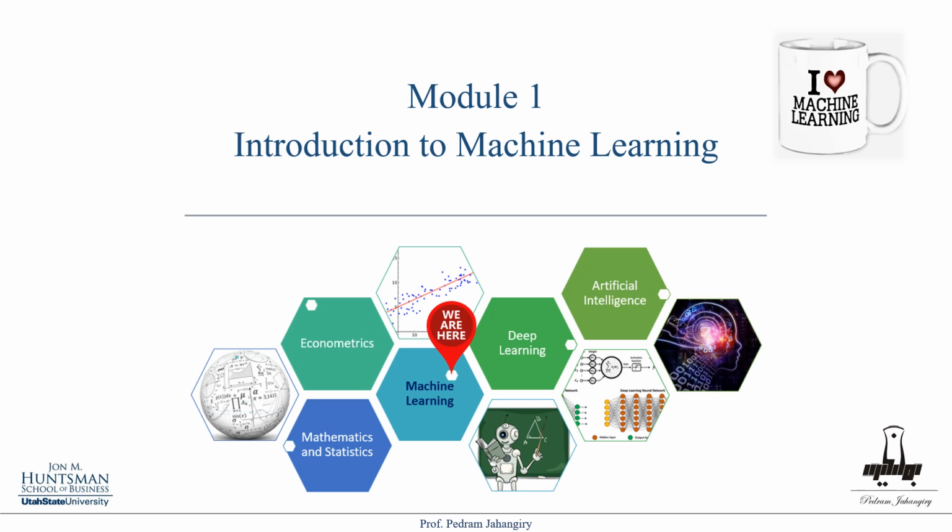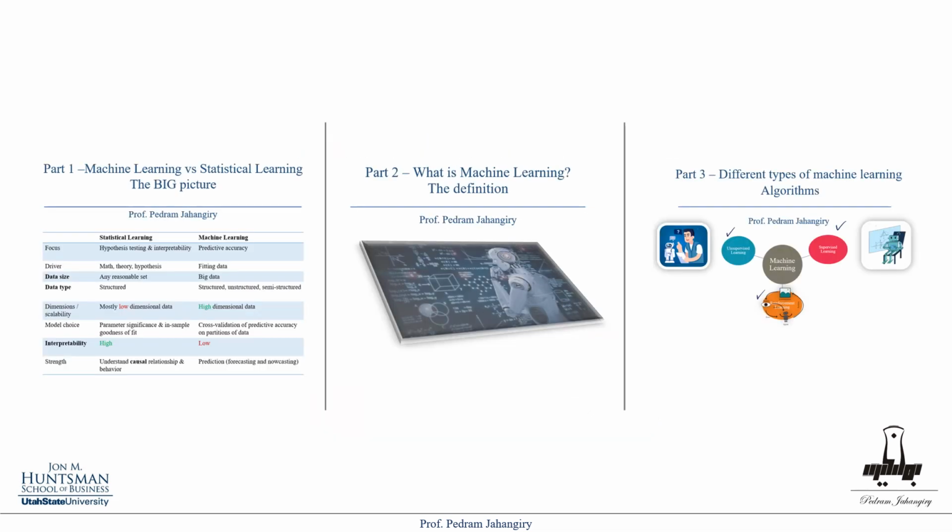So this is our introduction to machine learning. We are going to do this module in three parts. Basically, in part one, I will talk at a very high level about the difference between machine learning and statistical learning. Some of you may have heard the term linear regression in previous courses that you have taken, but we want to see the difference between that kind of econometric approach and the machine learning approach that we're going to cover in this course. In part two, we will go over the definition of machine learning and the difference between machine learning and programming. And then in part three, we will cover different types of machine learning algorithms.